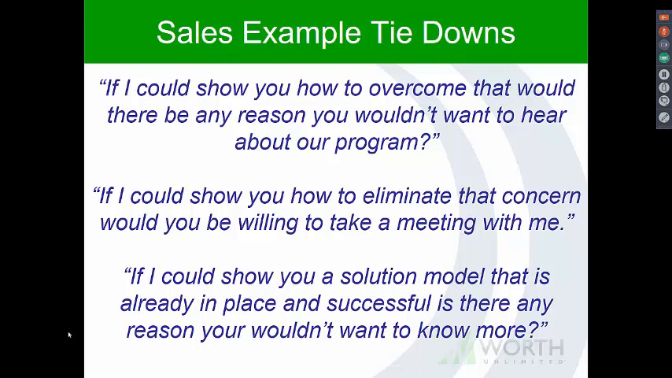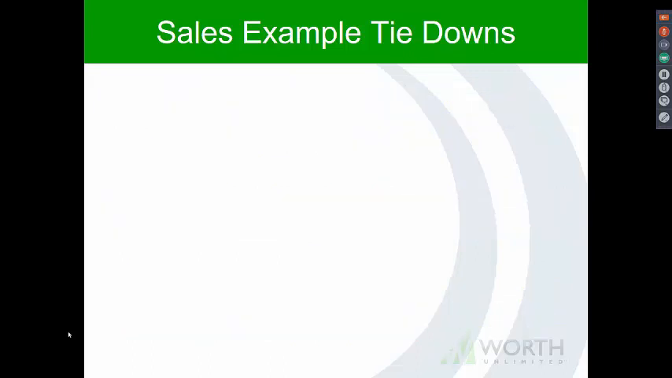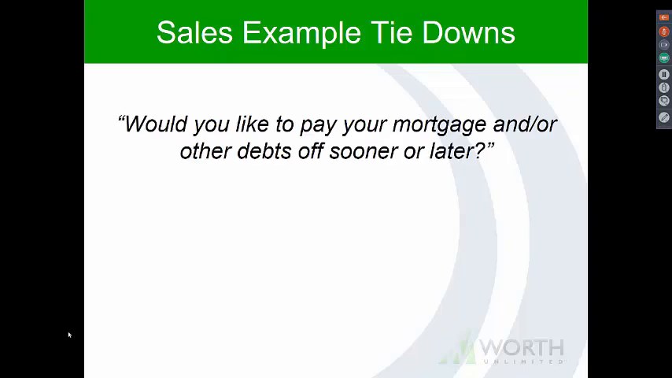They're looking for a lower interest rate on a credit card. They're looking for the best bank to bank with. They're looking for financial planning. They're looking for retirement planning. They're looking for insurance. They may be looking for debt elimination. And a solution to that, that is not just them coming up off the cuff, it's a solution that is mathematical and proven. Would you like to pay your mortgage and or other debts off sooner or later?